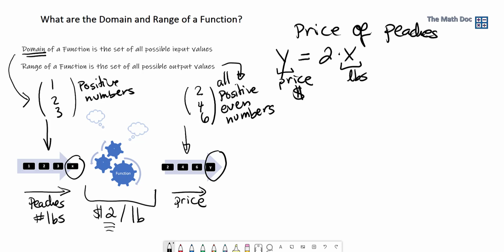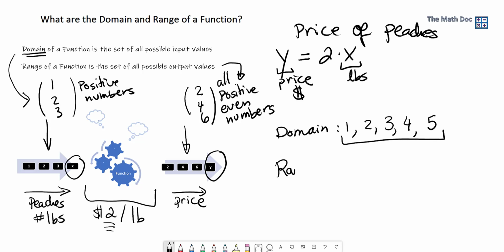And that is because we haven't limited the amount of peaches that we can buy. But what if the store allows every person to buy only between 1 and 5 pounds? So shoppers are limited. They cannot buy more than 5 pounds of peaches. In that case, we can have as domain, let's start using this terminology, 1 pound, 2 pounds, 3 pounds, 4 pounds, and 5 pounds. So our domain is limited. It is finite. It is only these numbers.